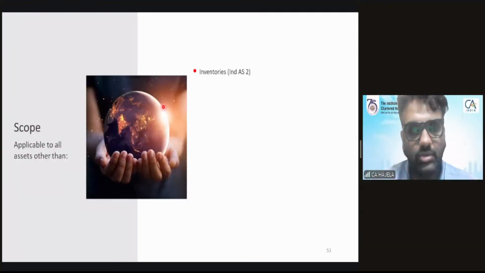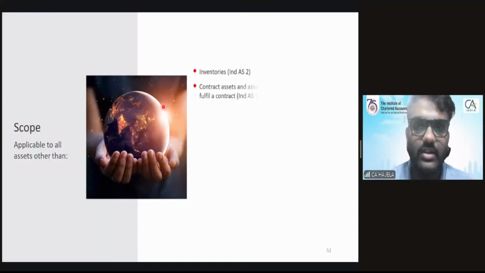First, let's talk about the scope. Now you guys are aware of how the session goes. First, we talk about the scope, then we talk about a few technical definitions, and then we jump to a lot of use cases and case studies to understand.